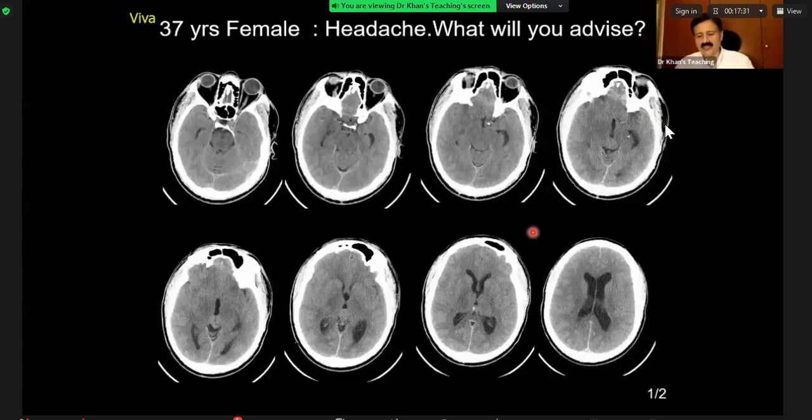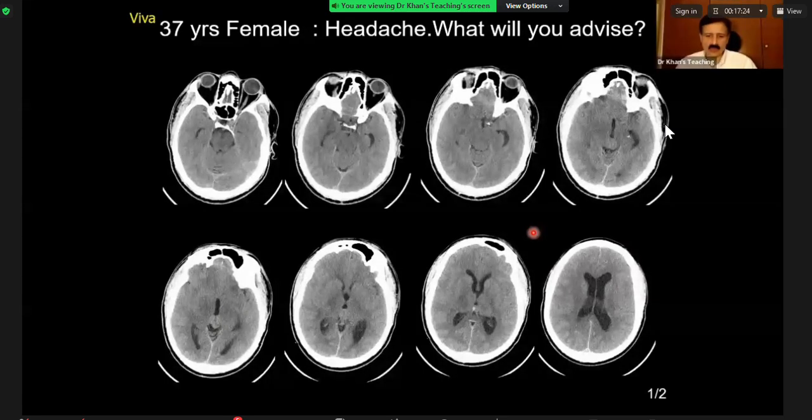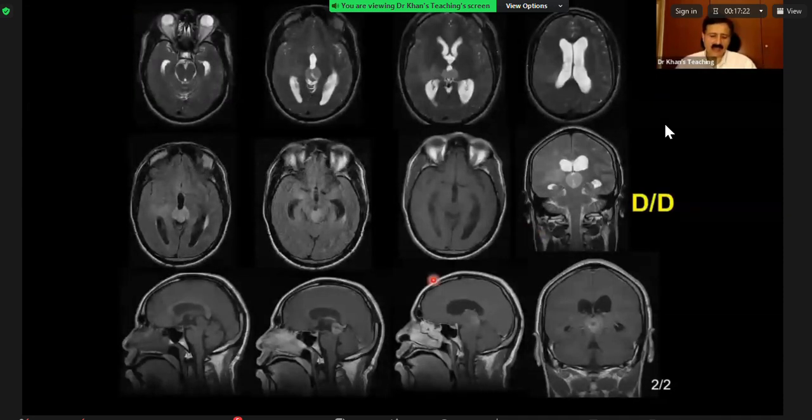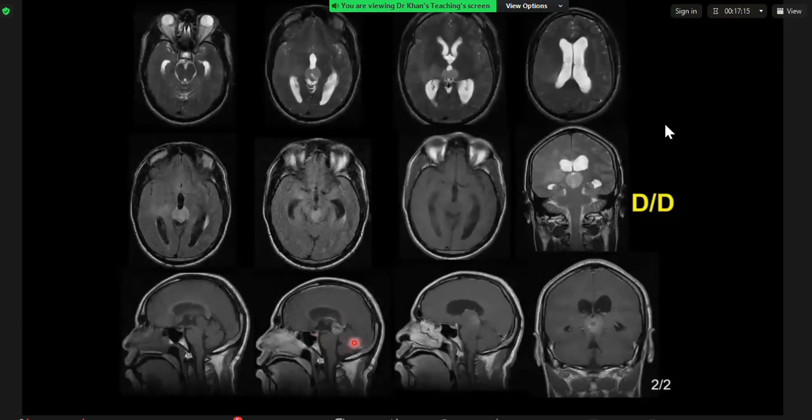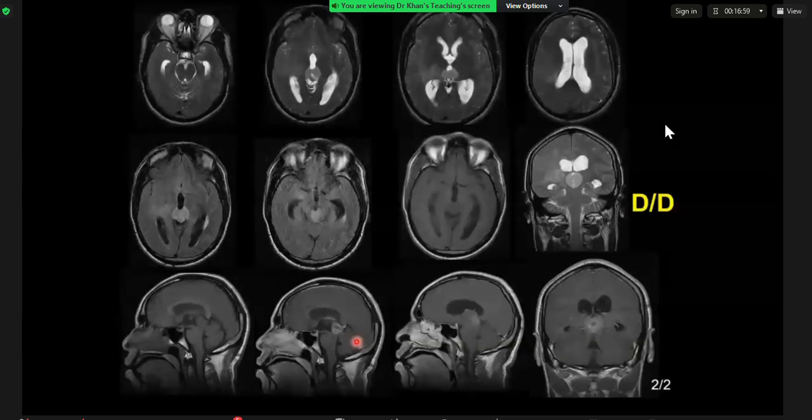What would you like to do next, please? I think it would be interesting to know if it enhances. Okay, so I have given you MR, and if you can concentrate here, what is happening? So that's a sagittal T1 post-contrast sequence, and the lesion demonstrates heterogeneous enhancement, and it's causing hydrocephalus due to blockage at the origin of the aqueduct at the exit of the third ventricle. Okay, very good.